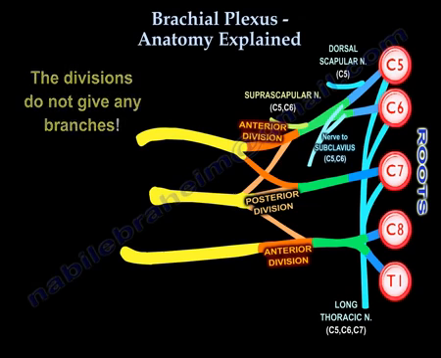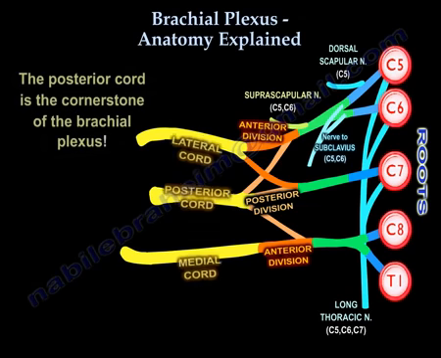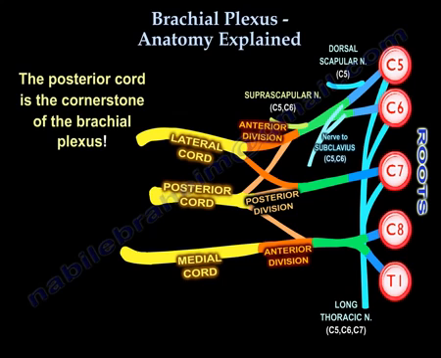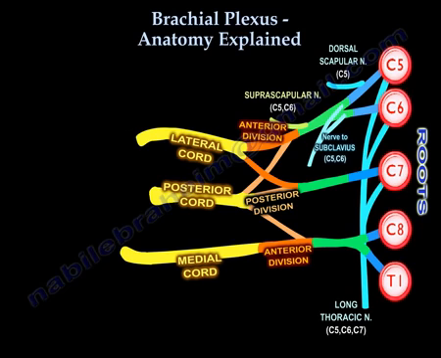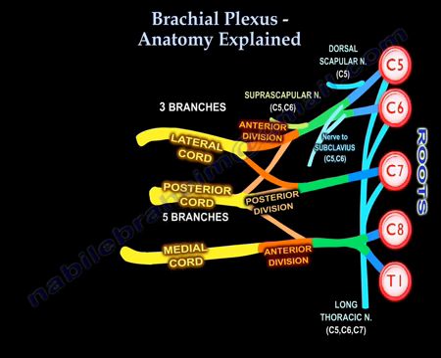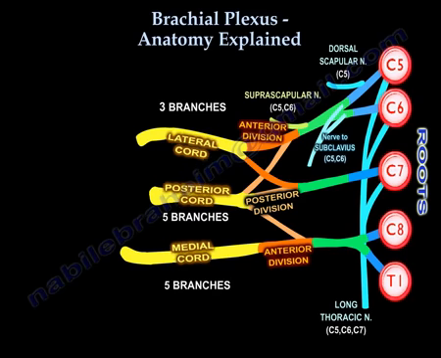Now after the divisions you will have the cords. The posterior cord is the cornerstone because it takes all the posterior divisions and joins them into one cord. So you have three cords: the lateral cord, the posterior cord, and the medial cord. The lateral cord will give you 3 branches, the posterior cord will give you 5 branches, and the medial cord will give you 5 branches.